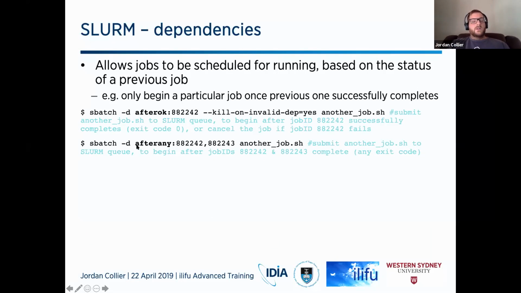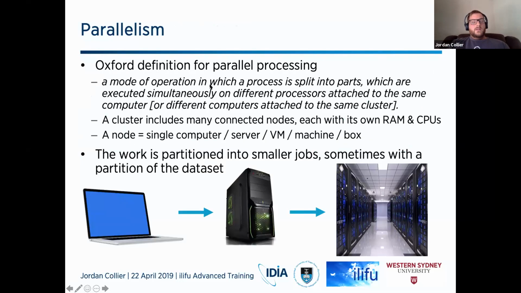And then we could also use this after any syntax, and this is where you are saying after any completion status, whether it's successfully completed, whether it's failed, you want to run this next job anyway. And you can pass in multiple job IDs as comma separated, as you can see there. And so that brings me to parallelism.